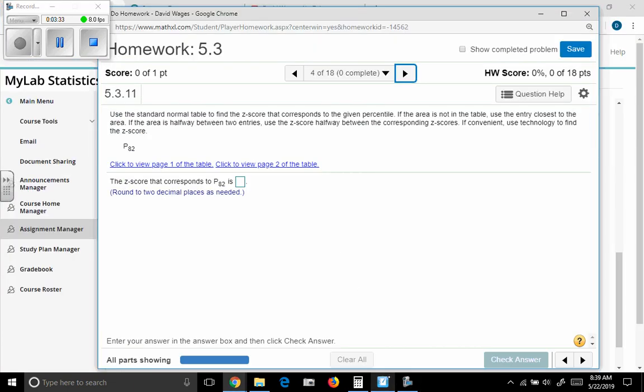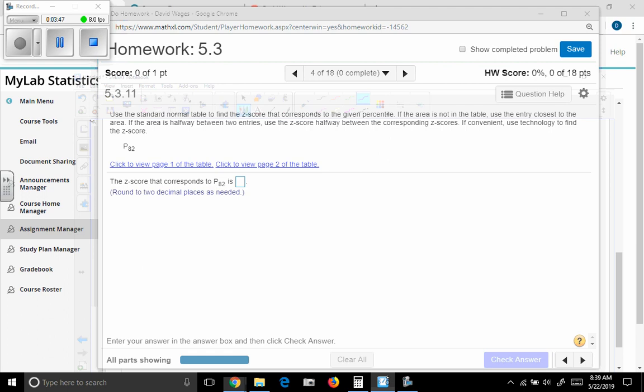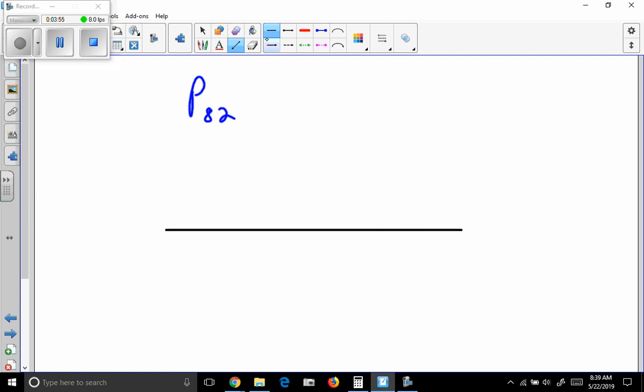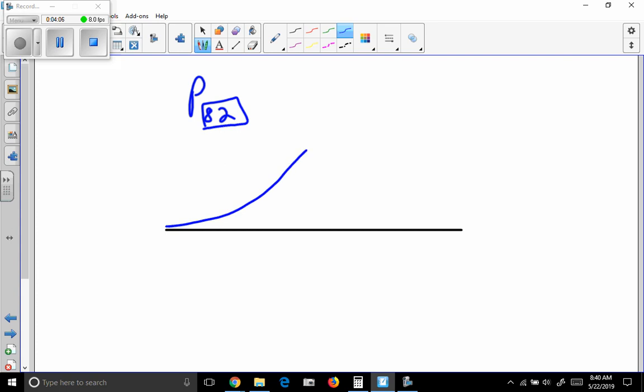So let's look at this one. Even though this is worded differently, it's the same type of problem. They want us to use the table to find the z-score that corresponds to the given percentile. So for this one, it says find the z-score that corresponds to the 82nd percentile. Now, if we remind ourselves what a percentile is, that's the location where 82% of the data is below that. So if you make at the 82nd percentile on a test, that means you made better than 82% of people.